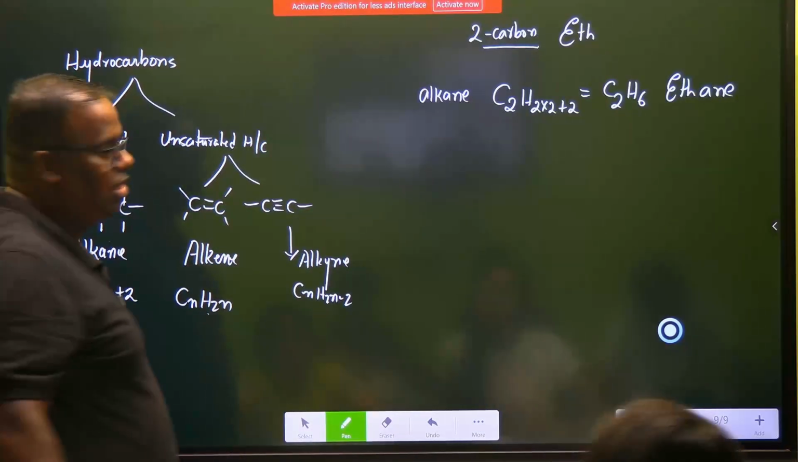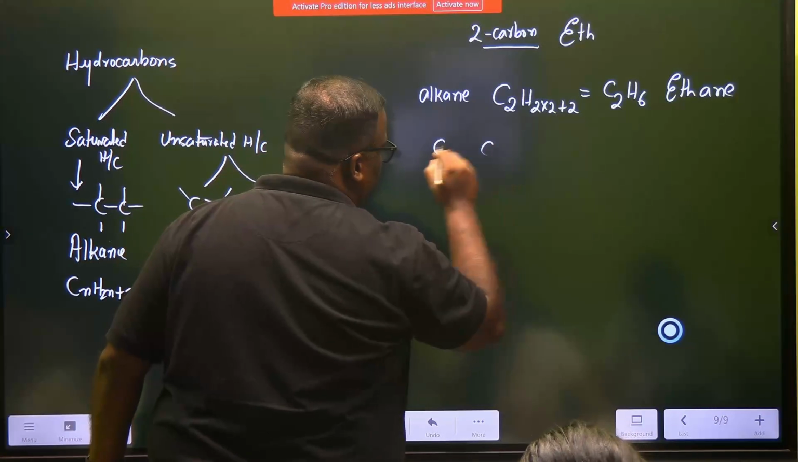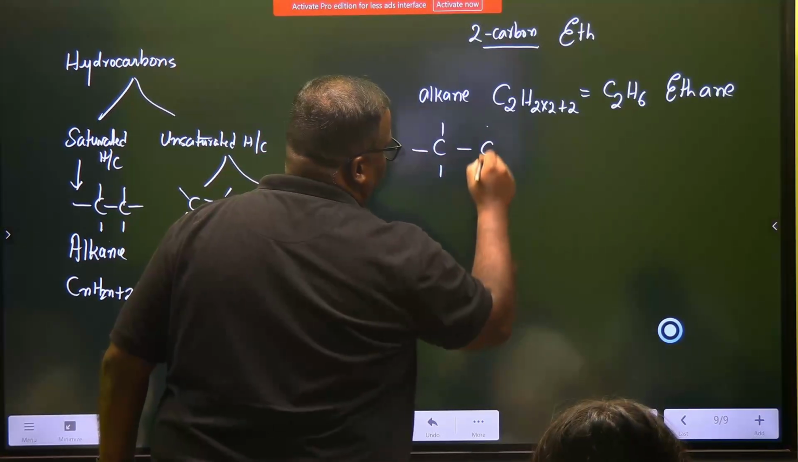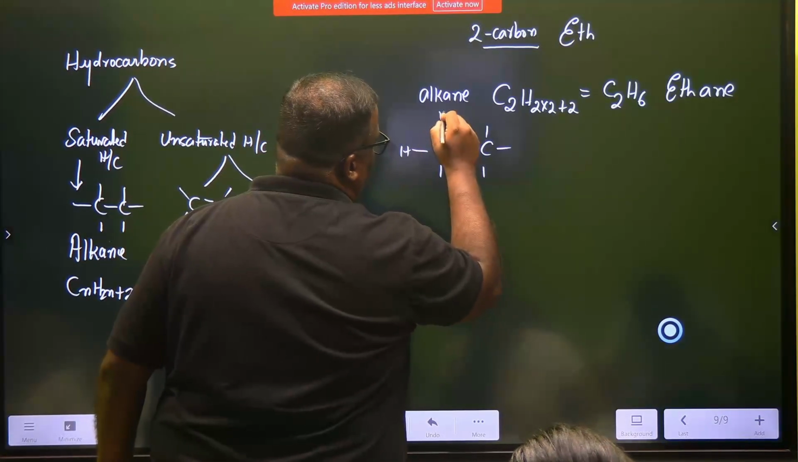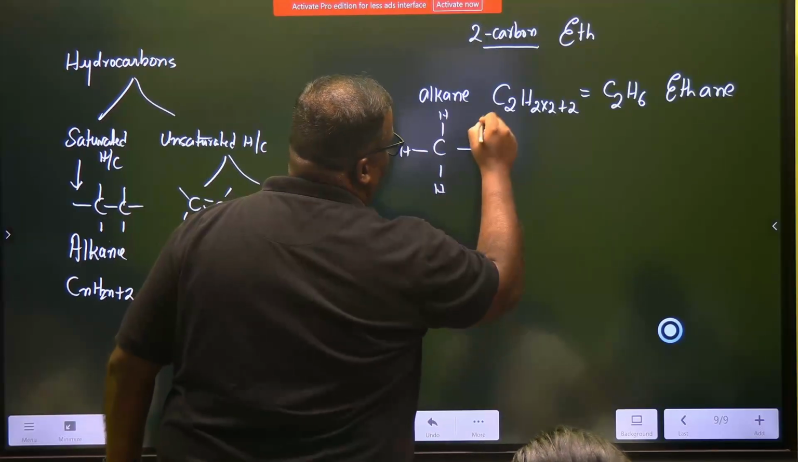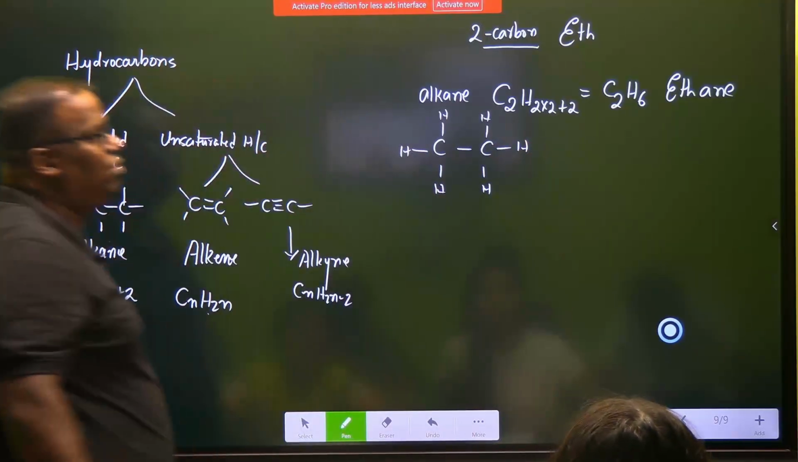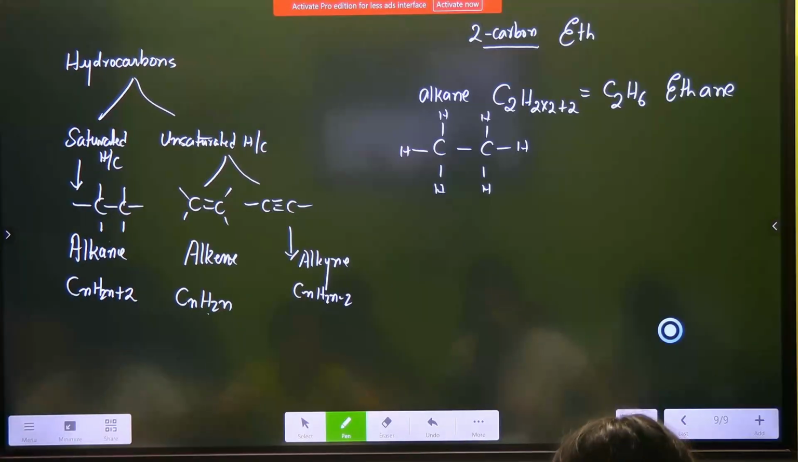Shall we make its structure? So we have got 2 carbon atoms, and the rest is all filled by hydrogen. Count the number of hydrogens. We have 6 hydrogens. This is ethane. Clear?